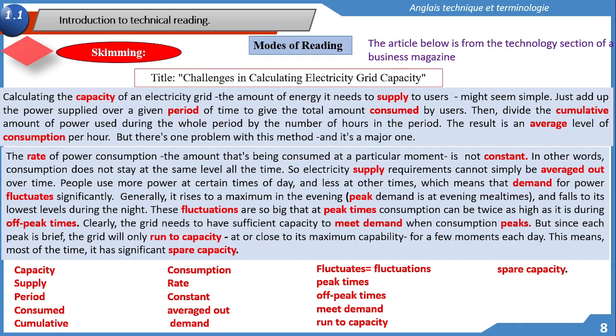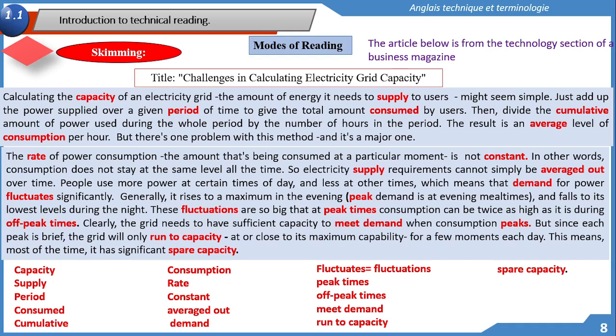For example, calculating the capacity of an electricity grid may seem simple. The rate of power consumption is not constant. People use more power at certain times of day. Demand for power fluctuates significantly, with a peak demand in the evening. So at peak times, consumption can be twice as high as during off-peak times.